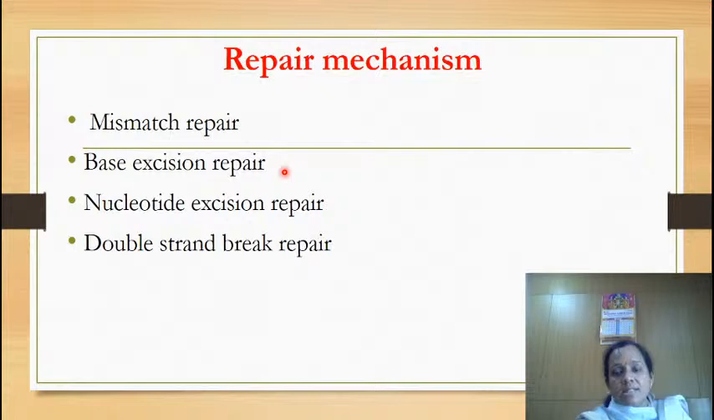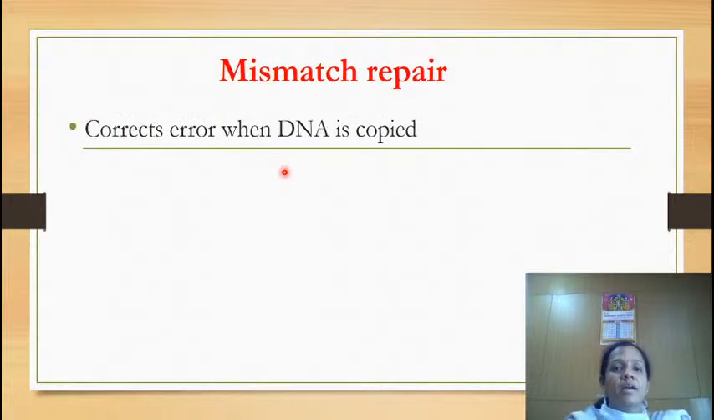We will individually see the various repair mechanisms. First, mismatch repair. The name itself indicates there is a mismatch. The base pair rule has to be followed. That is, adenine has to bond with thymine and guanine should pair with cytosine. So it should be AT and GC. If this type of pairing does not occur, if a purine combines with a purine or a pyrimidine combines with a pyrimidine, then you call it a mismatch.